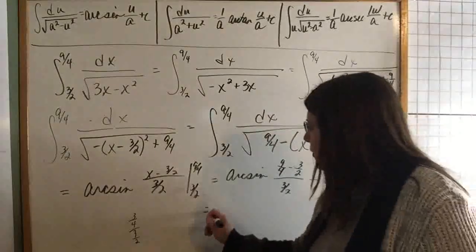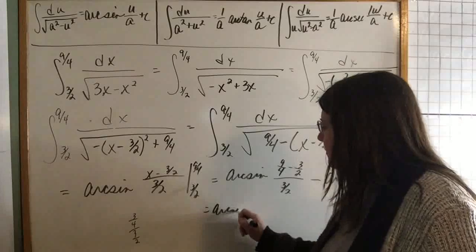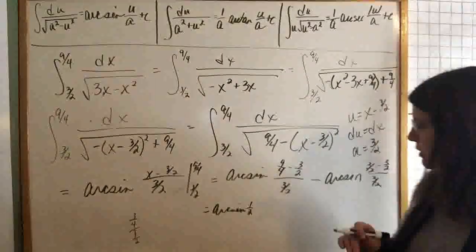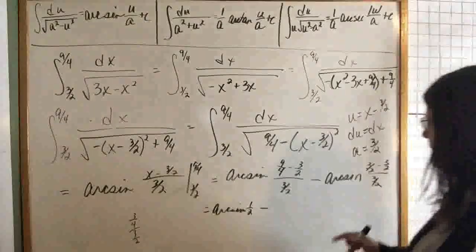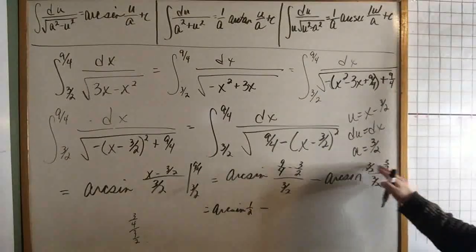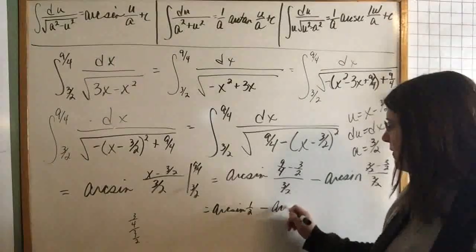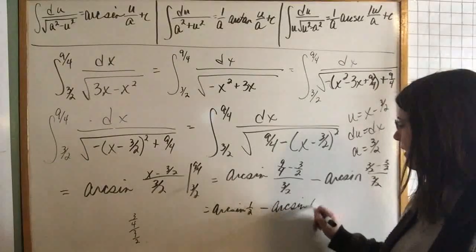So we've got arc sine of 1/2, and you could use a calculator to do that if you wanted to, minus, here we've got arc sine of (3/2 minus 3/2), which is 0, over 3/2, which is just going to be 0. So we've got arc sine of 0.